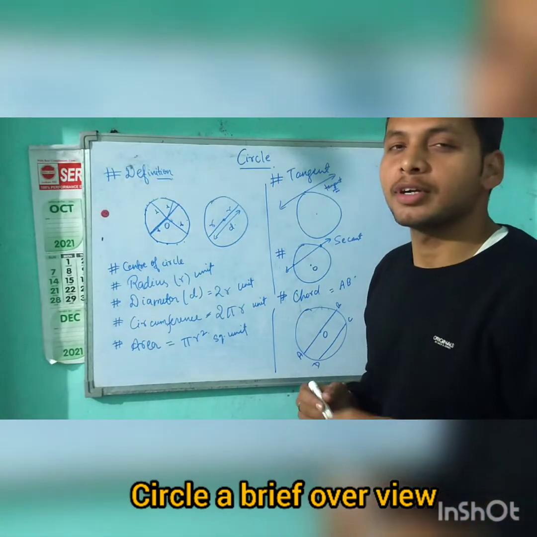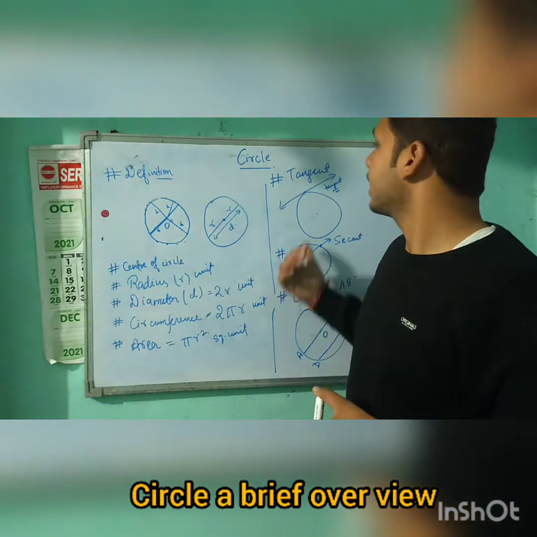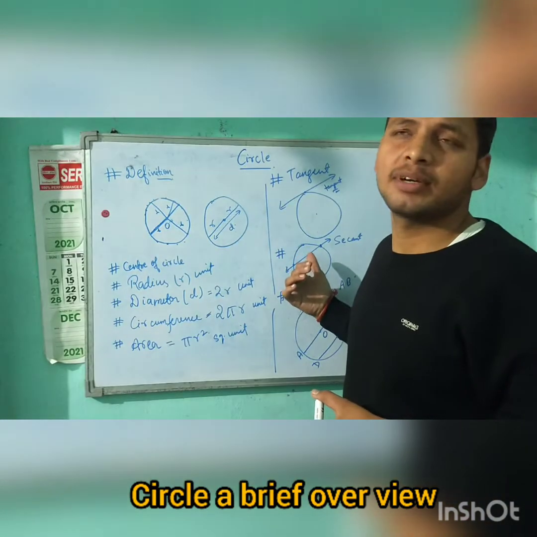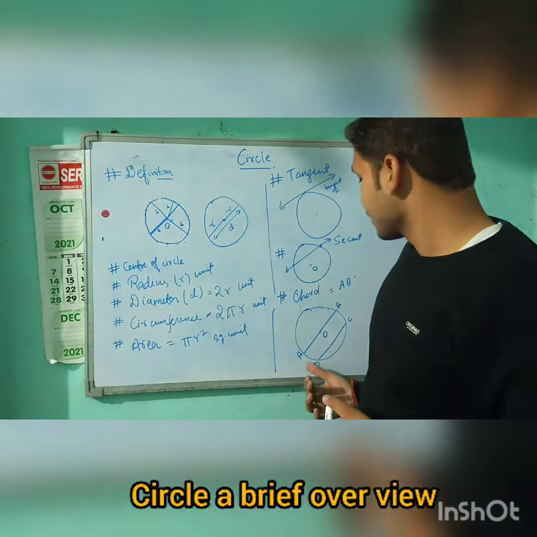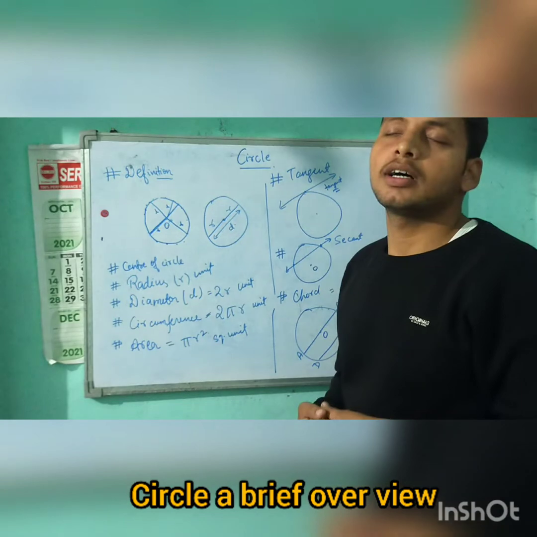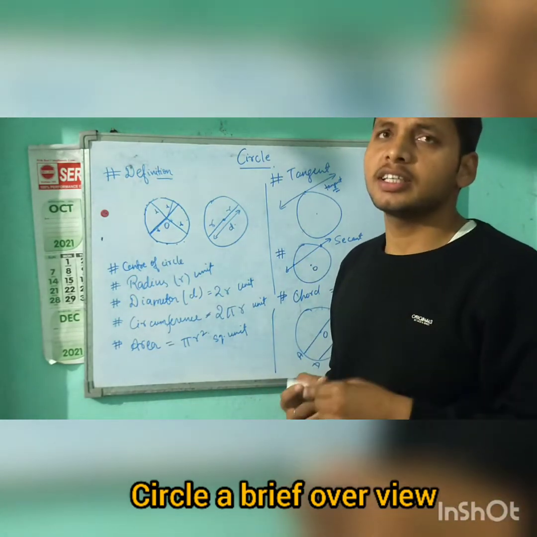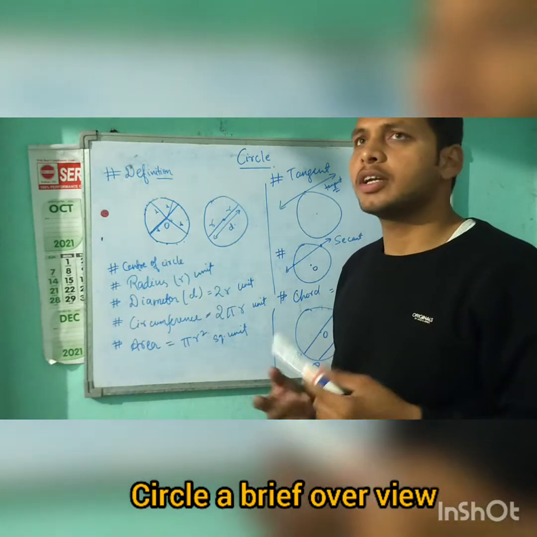A chord is a line segment, not a line. Whenever we talk about a line, it will be about secant and tangent. When we are talking about a line segment, that is a fixed length, that is a chord. What is a chord? A chord is a line segment which just touches the circle at two points.